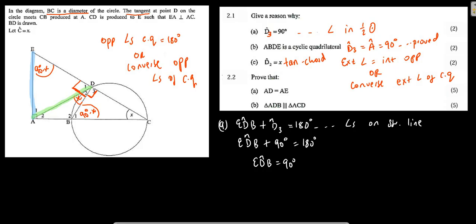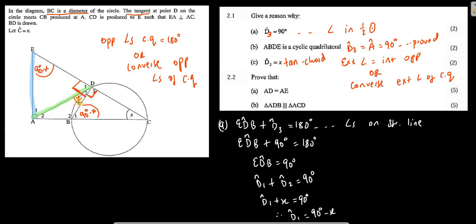Then you tell them that EDB, since it's 90 degrees, is made up of certain angles. It's made up of D1 plus D2. So both will make 90. But from 2.1 letter C, we already said D2 was X. So we'll say D1 plus X is equal to 90 degrees. So therefore, angle D1 will be 90 degrees minus X.